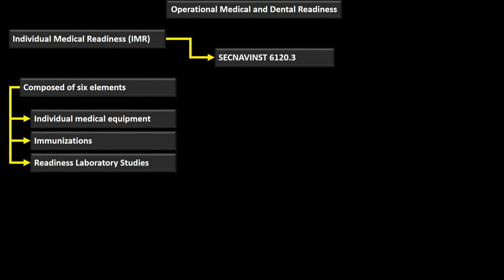Medical readiness laboratory studies, making sure that we've got your current HIV on file, that we've got your G6PD study on file, that we have your DNA on file. That's all examples of readiness laboratory studies. Deployment limiting conditions, we've got to see if you've got anything that would preclude you from being able to deploy, if you've got any kind of a medical or physical condition that would stop you from deploying.